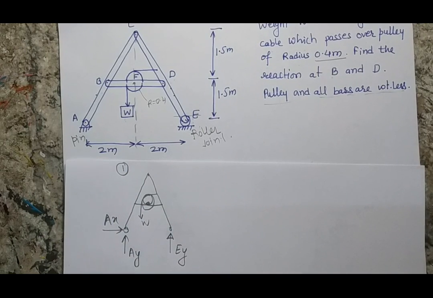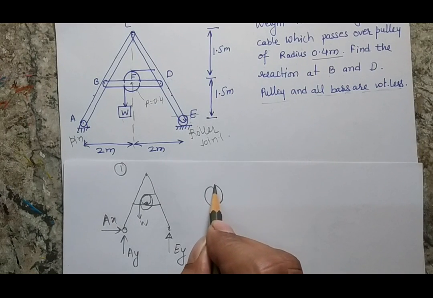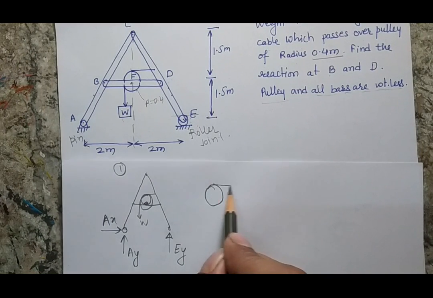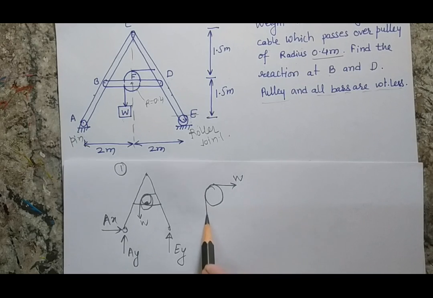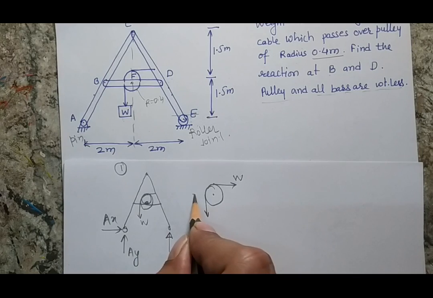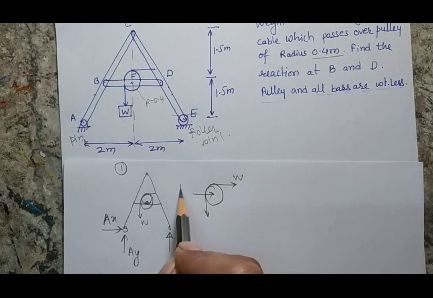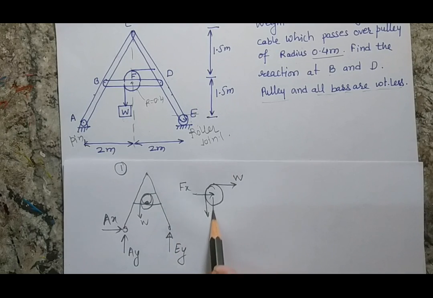Now the second free body diagram, the pulley itself. So suppose this is my pulley. This is my pulley having a load W here, another load W here. This is the center of the pulley. So let's assume the two forces which are coming because of this rod on the pulley, this is my Fx and this is my Fy. This is my second free body diagram.